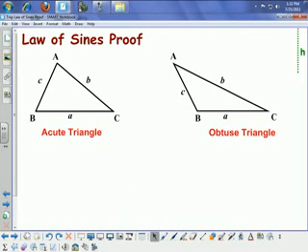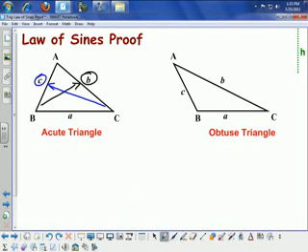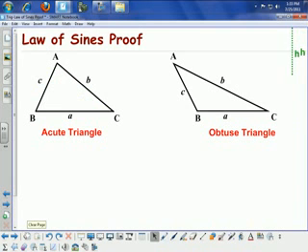They're already labeled with the side opposite an angle using the lowercase letter. So the side opposite angle B is lowercase b. The side opposite angle C is lowercase c. And the side opposite angle A is lowercase a. So we will prove the law of sines for the acute triangle in this video.